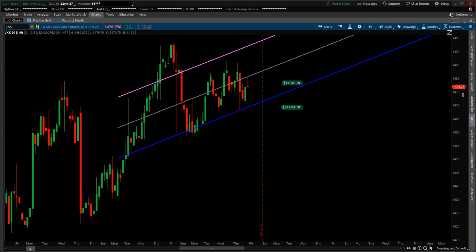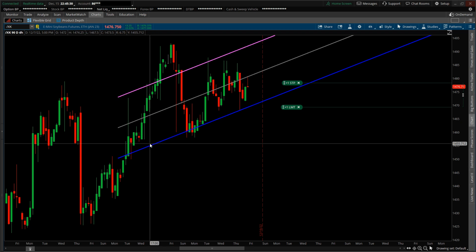Today's Thursday, December 15th, and it's 10:44 p.m. Eastern Time. This is the 4-hour chart of the Mini-Soybeans January 2023 futures contract. The ticker symbol is /XK. And as of the time of this recording, the soybean futures contract is trading at $1,476.75.